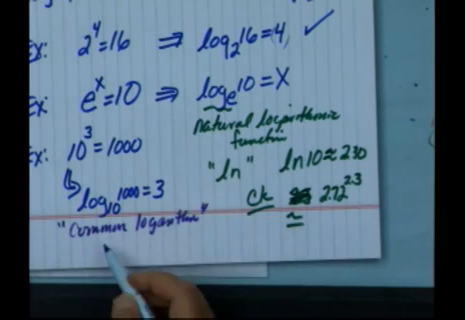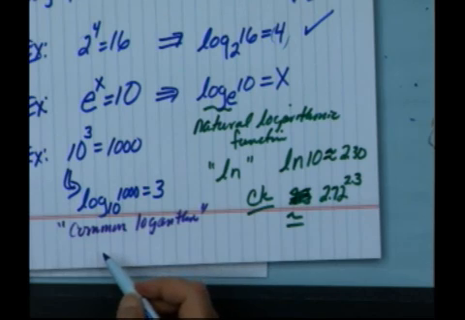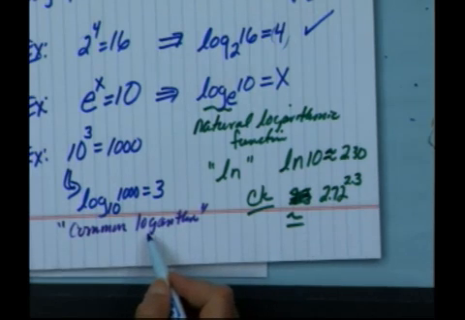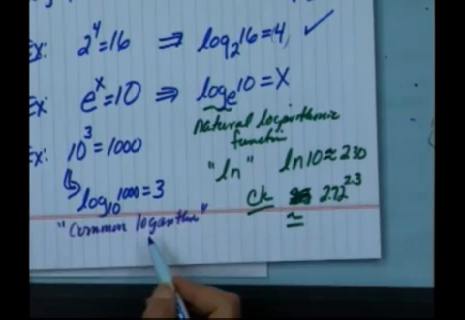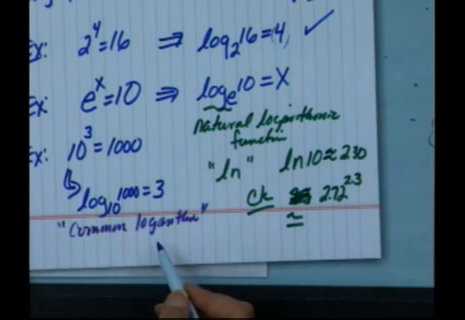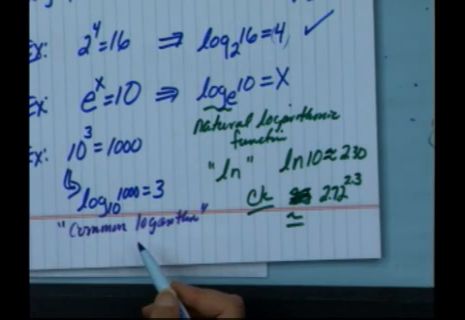Common logarithm. Anybody got an idea why it's called common? Because it's log base 10. Like, that's what it's all based on. Yeah, so why is it called log 10? It just makes it easy. Why does it make it easy? Because our numbers are base 10. Our number system is based on base 10.